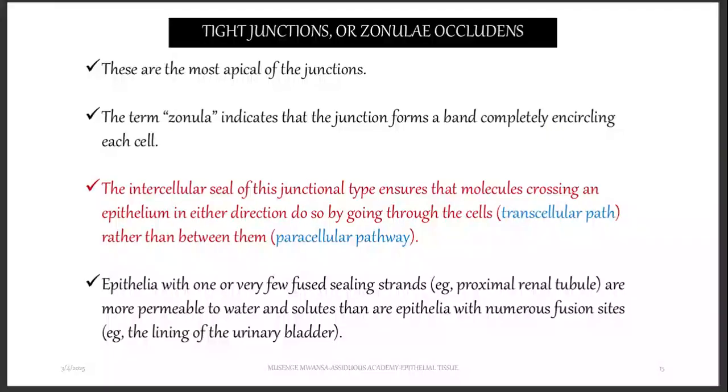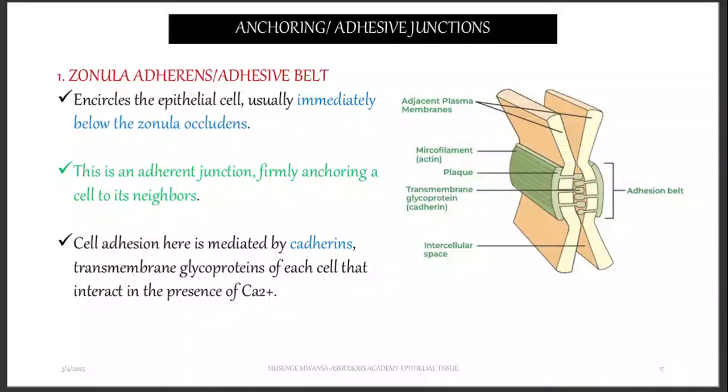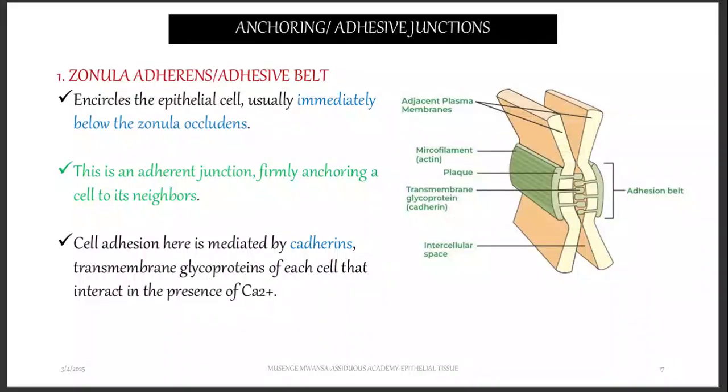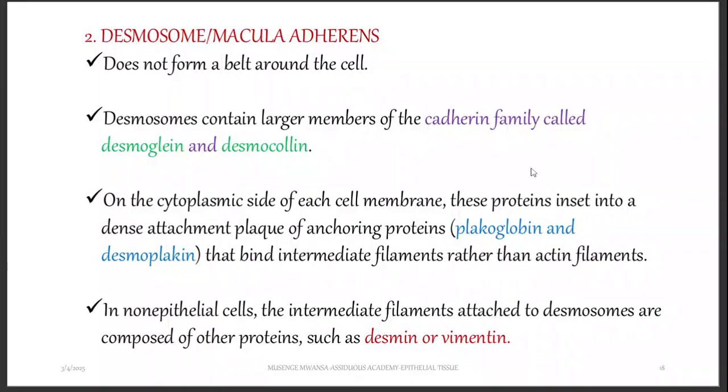Something else again that I should mention is for the anchoring junctions. These will contain cadherins. Cadherins help to hold these anchoring junctions. Please take note of the cadherins, specifically for the zonula adherens. Desmosomes also contain a cadherin family of what we call desmoglein and desmocollin. These are the ones that will be able to hold them.